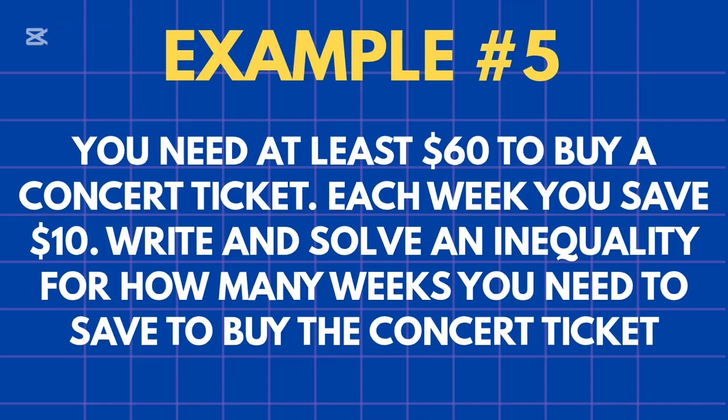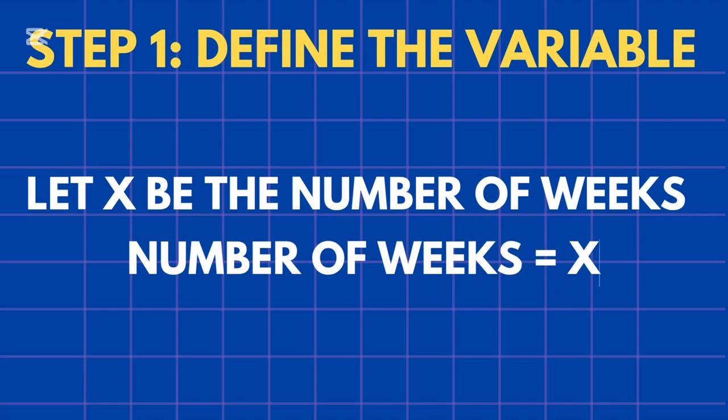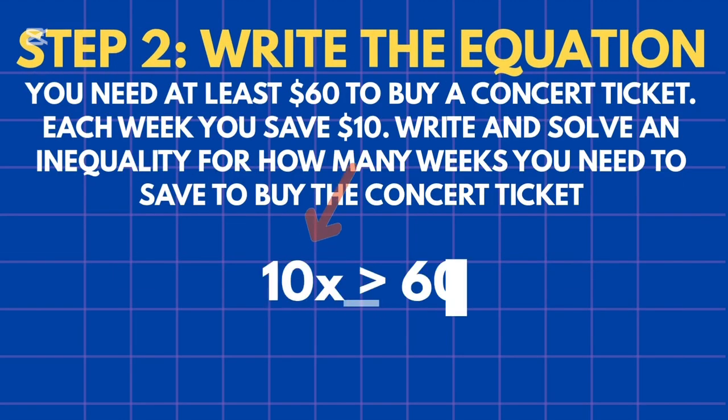Using the skills we learned from our previous video, let's solve this word problem. Step 1 will be to define the variable. Let x equal the number of weeks we need to save in order to be able to purchase the concert ticket. Step 2 is to write the equation. We know for every week we save $10, so 10 multiplied by how many weeks will get us to $60. That can be represented by 10x has to be greater than or equal to 60.